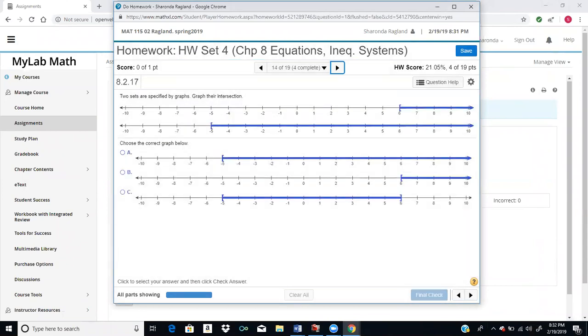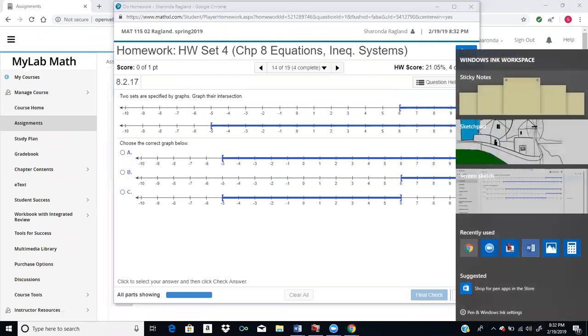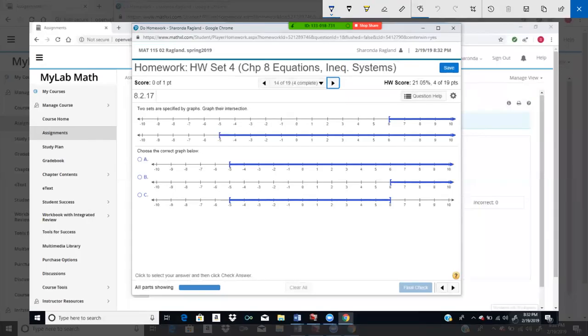All right, so now you're looking at 2 graphs and to find their intersection. So intersection is what they have in common. So if I'm looking at these 2 graphs, I can see here, okay? So we can see what they have in common.